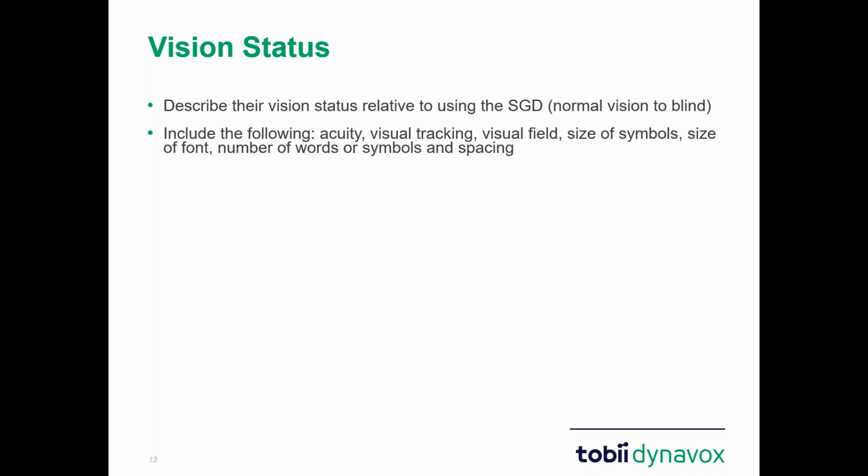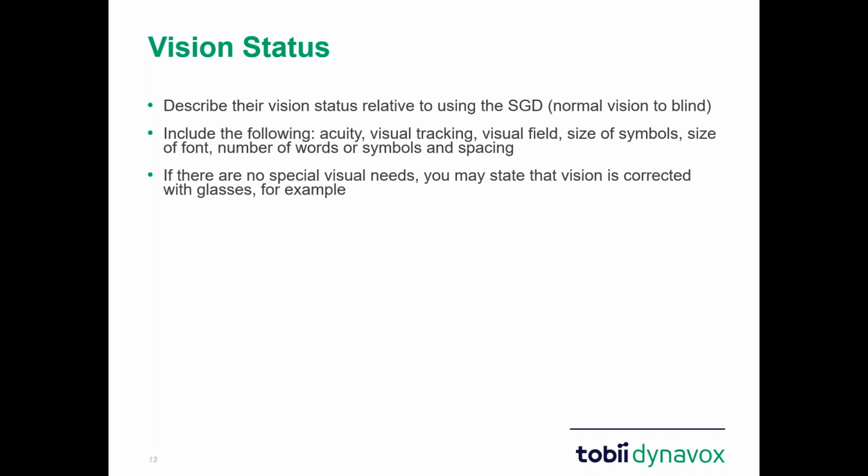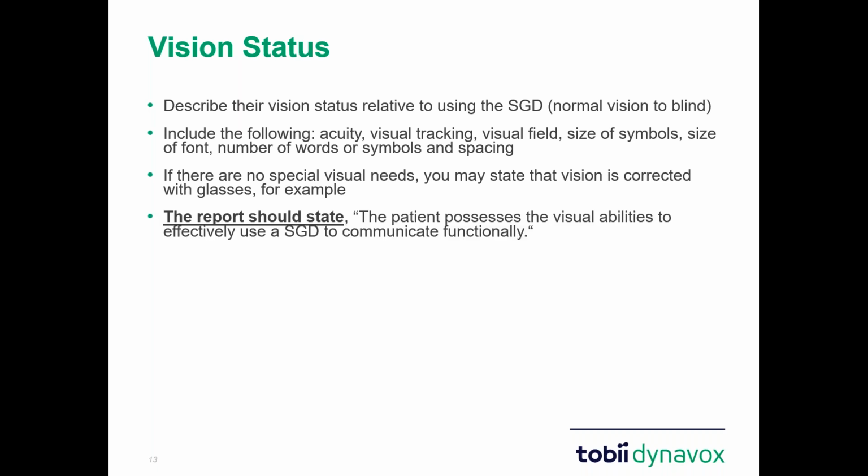Do they have left neglect or right neglect? What's their visual field like? Are they needing extra large symbols, something like that? You do not need to have a formal vision test for this. If there's no special visual needs, you may state that vision is corrected with glasses, for example. The report should state the patient possesses the visual abilities to effectively use an SGD to communicate functionally.